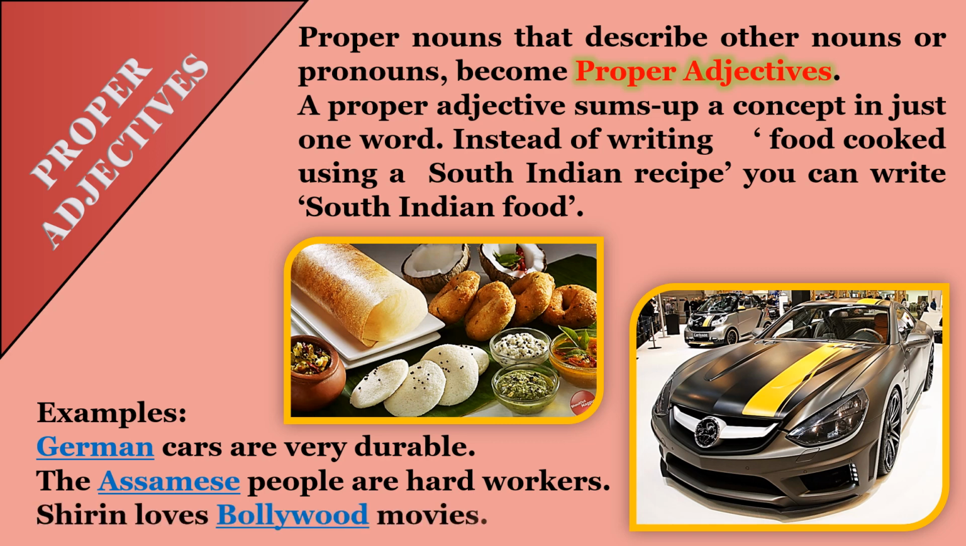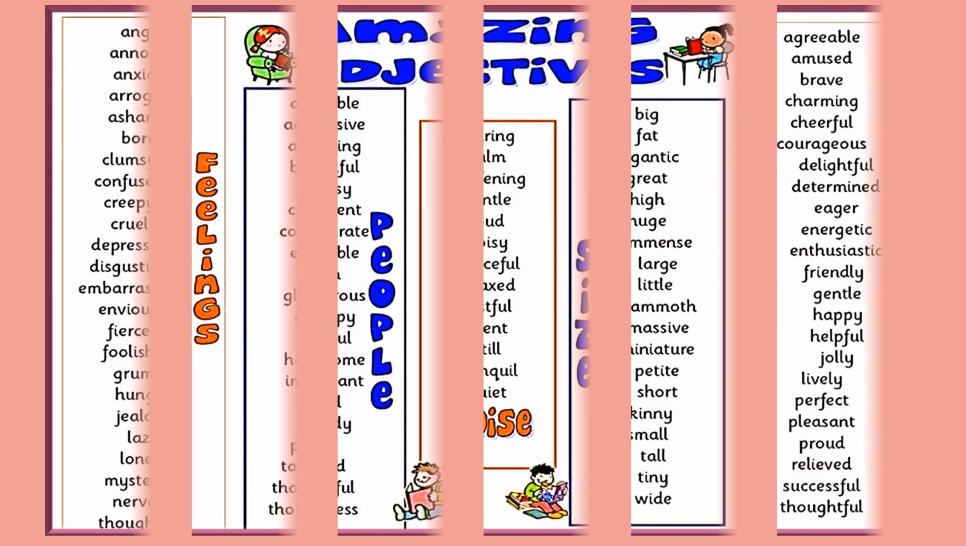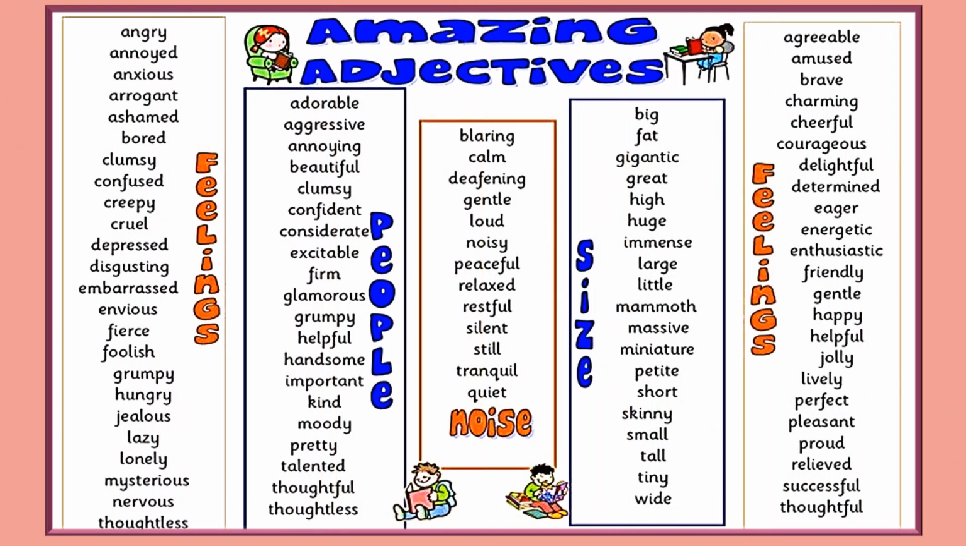And Shirin loves Bollywood movies. What type of movies does she like? We are describing it with a proper noun. Therefore, Bollywood now becomes a proper adjective. Amazing adjectives. As you can see, there are so many different words that you can use to describe nouns. Read through and increase your vocabulary.